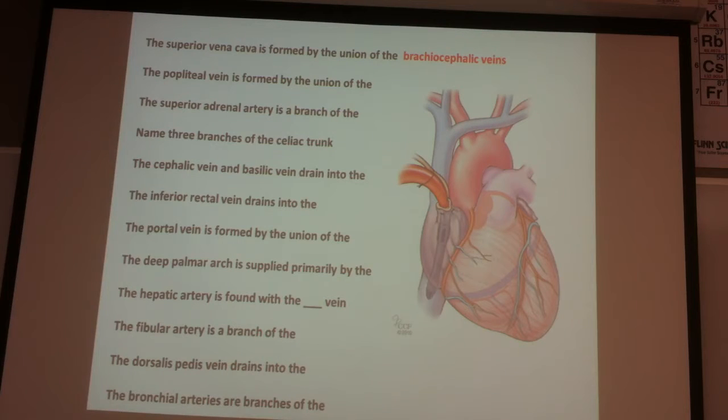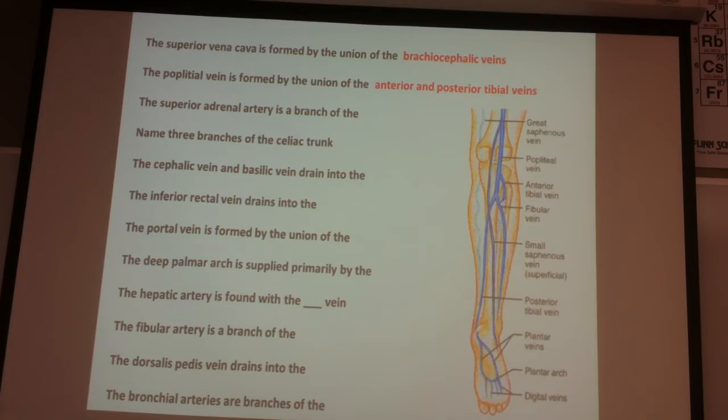Popliteal vein is formed by the union of the anterior and posterior tibial veins. So here's our popliteal vein. Here's the anterior tibial vein coming in from the anterior aspect. Here's our posterior tibial vein. The two come together, and at that point, we have the beginning of the popliteal vein.